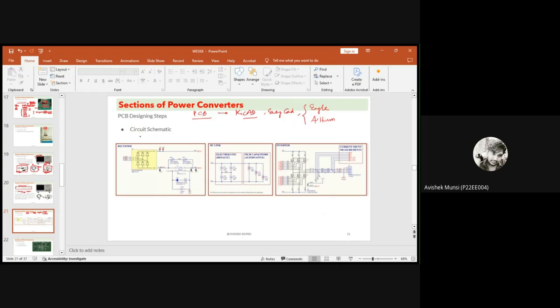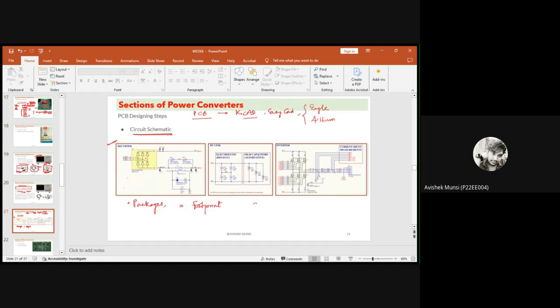So while designing the PCB, the first step is to design the circuit. You have to design the schematic of the power converter which you want to design. And while designing the schematic, you have to choose properly the values and the packages, the proper footprint of the component which you are using. Otherwise, it will show an error.